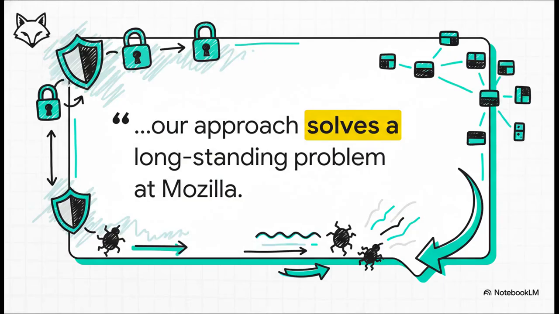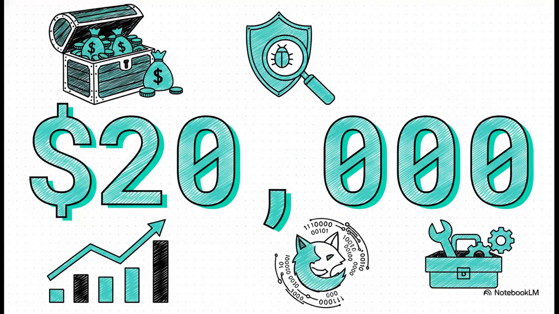The impact was so huge that Mozilla's own security team publicly stated that Nyx-Net's approach, quote, solves a long-standing problem they had been struggling with for years. I mean, that is a powerful endorsement. And it wasn't just praise. Mozilla awarded the research team a $20,000 bug bounty, not just for the bugs themselves, but for creating a tool that unlocked a whole new level of security testing for Firefox.